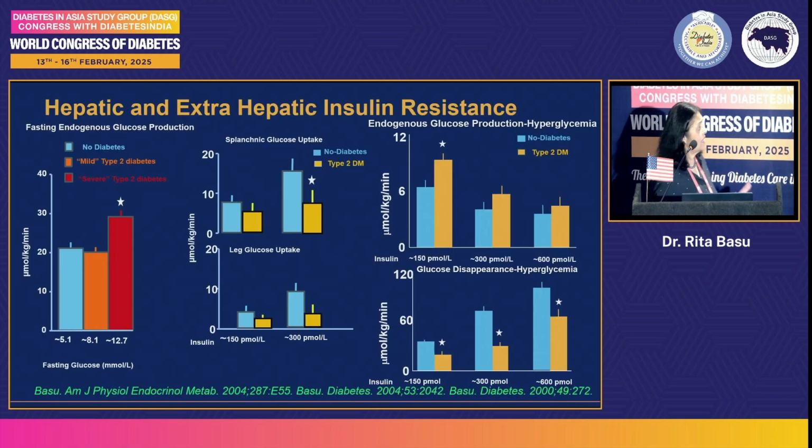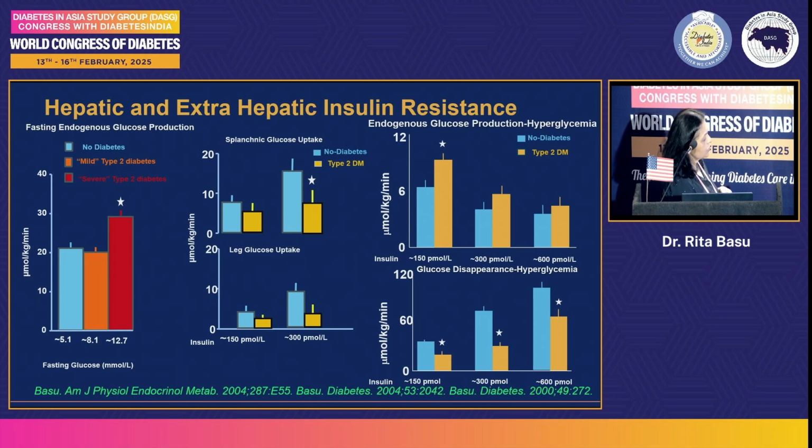Now, these are studies that we did when we were at Mayo. And what I did was I took people who have so-called no diabetes, have mild type 2, meaning fasting glucose is maybe in the 120, 130 range, 140, no more than that. And severe is much higher, about 180 milligrams per deciliter. And what I showed was that both these groups of patients have hepatic and extrahepatic insulin resistance. What do I mean by that? Their liver was putting out more sugar even when they were fasting. So fasting endogenous glucose production was very high.